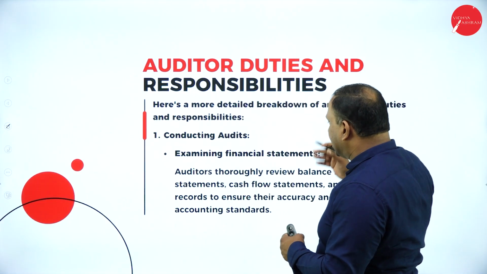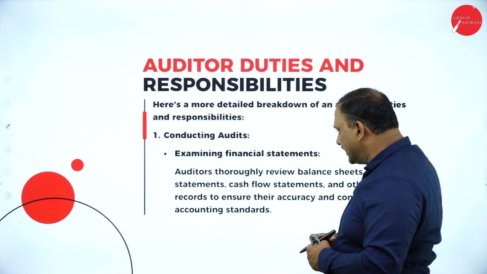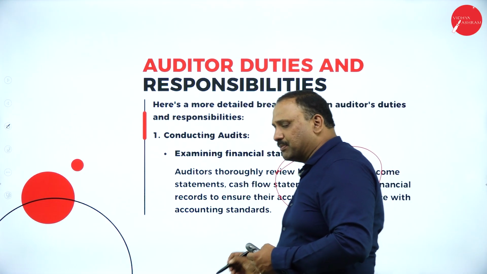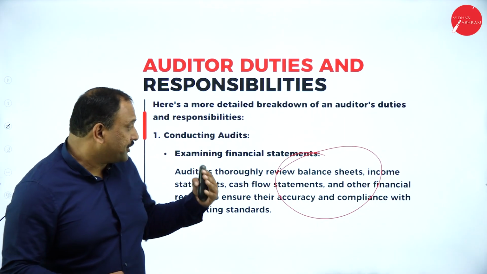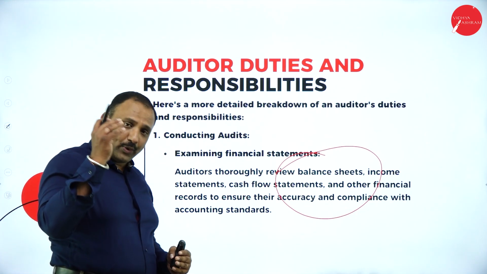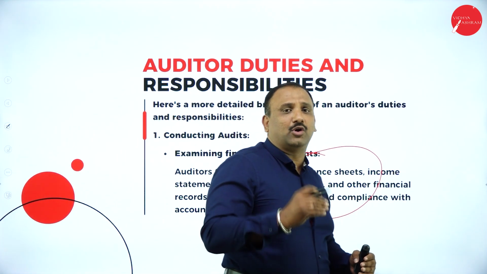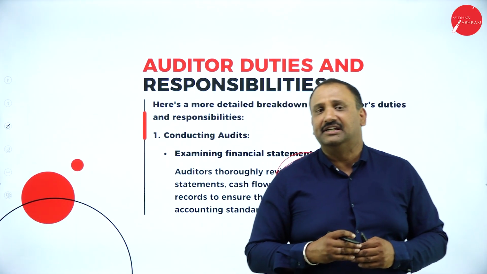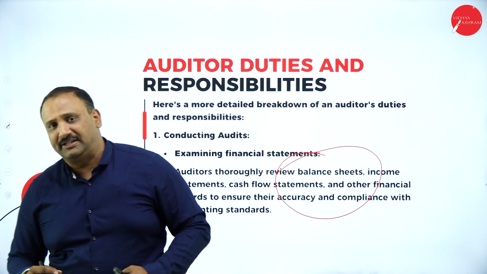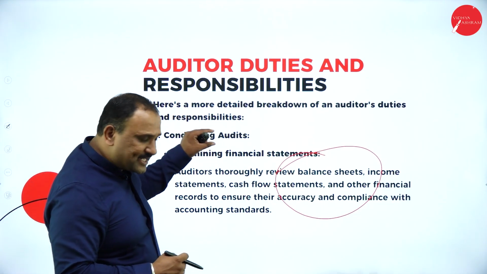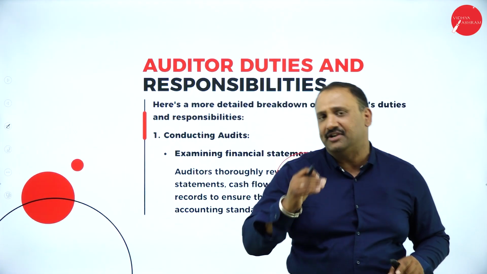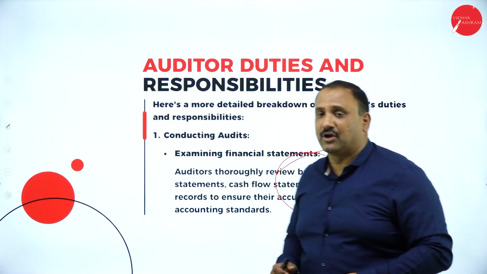Now, for the more detailed breakdown, let's start with conducting of audits. First of all, auditors thoroughly review the balance sheet, income statements, and cash flow statements. They try to understand their accuracy and compliance with the accounting standards. Now, various companies follow different methodology. It might be Indian accounting standards, GAAP, that is generally accepted accounting principles, the US GAAP methodology, or the UK methodology. So as an auditor, you need to see whether the accounts are complying with the rules and regulations and are being maintained accordingly.